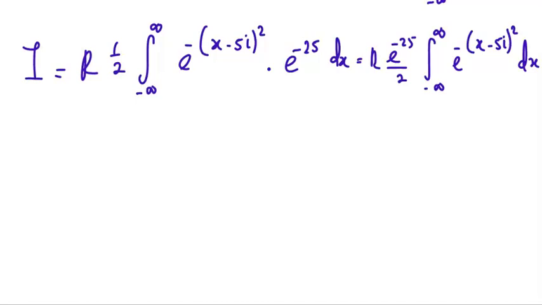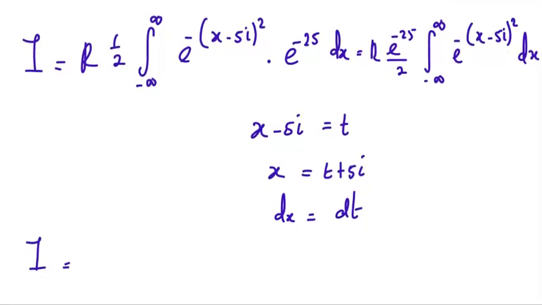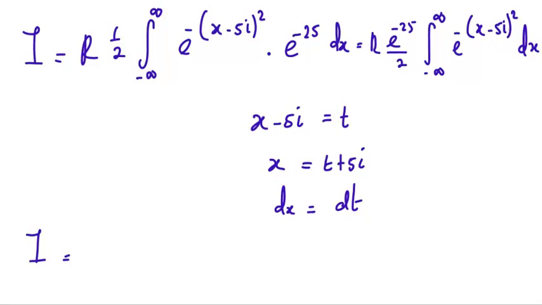So what are we going to do? Let us make the following substitution: let x minus 5i equal t. Now x is equal to t plus 5i, and dx will be equal to dt. Don't forget that our limits remain the same, because if x approaches negative infinity, t approaches negative infinity minus 5i, which is the same as negative infinity. When x approaches infinity, t approaches infinity minus 5i.